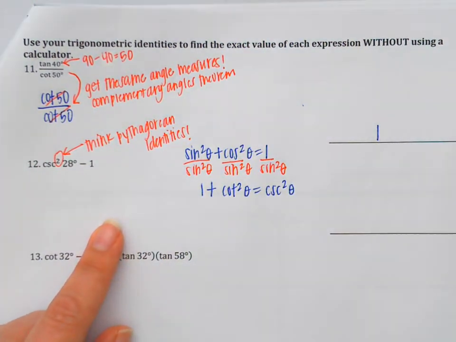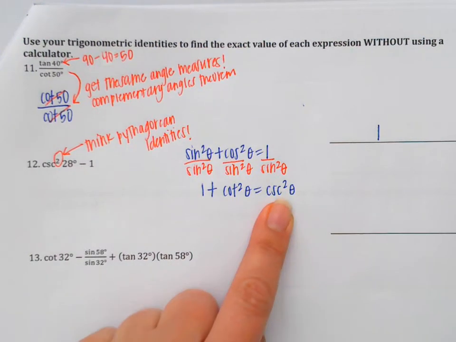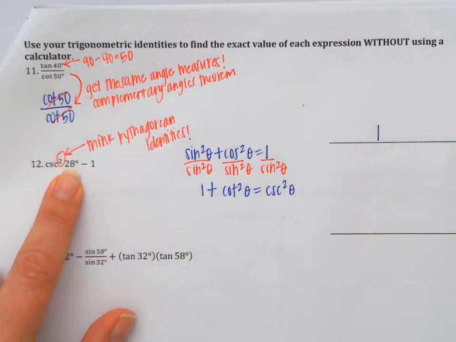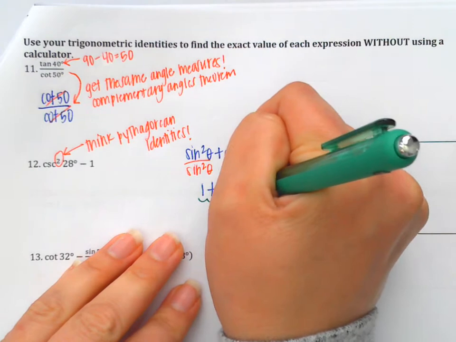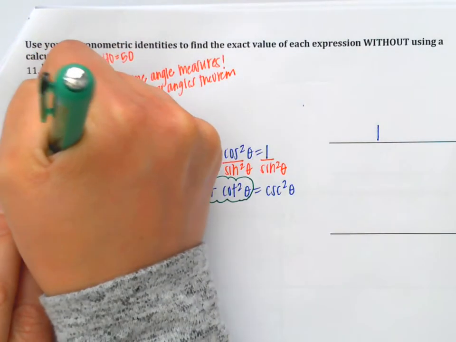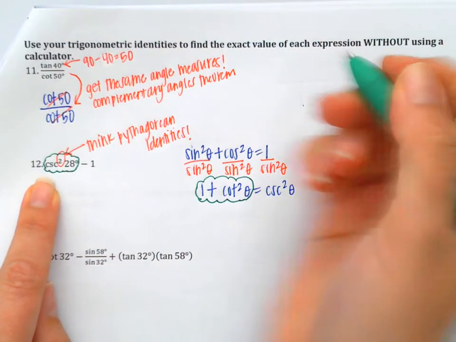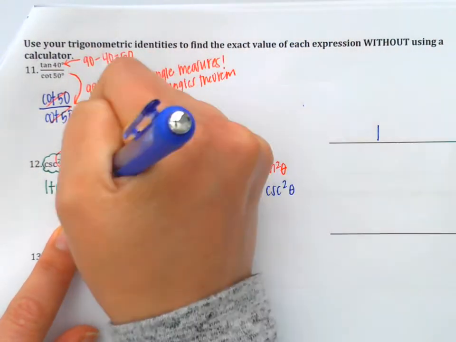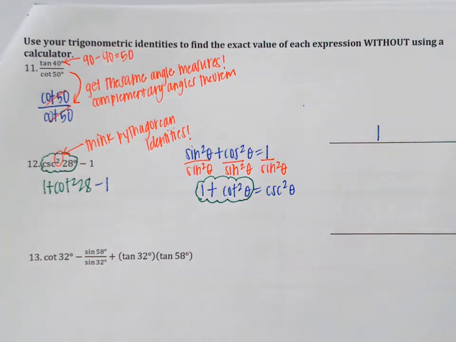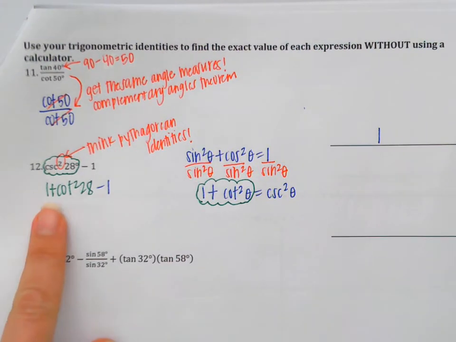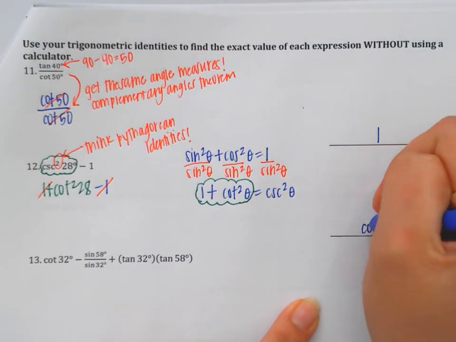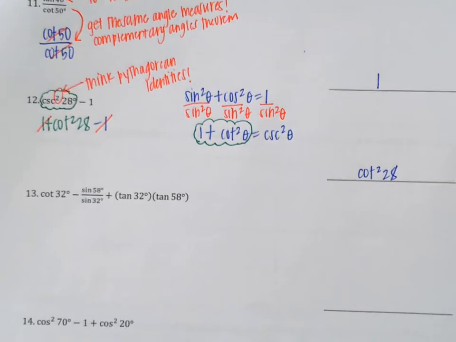So what I'm actually going to do here is use substitution. I know that cosecant squared theta is the same as 1 plus cotangent squared theta. So I'm going to plug in, instead of cosecant squared 28, 1 plus cotangent squared 28. And then minus 1. And then from there, okay, I can simplify. 1 plus cotangent squared 28 minus 1, the 1's cancel. 1 minus 1 is 0, and I'm just left with cotangent squared 28. And that would be your final answer.